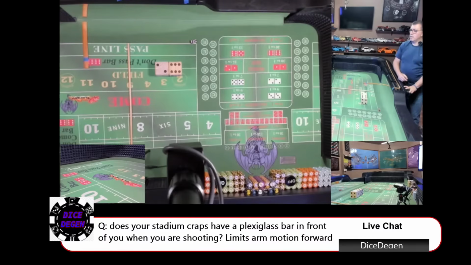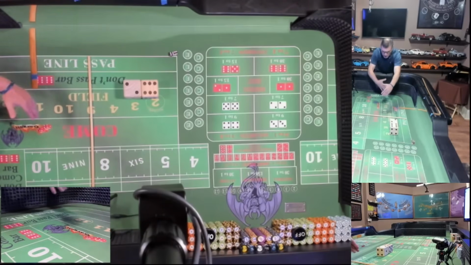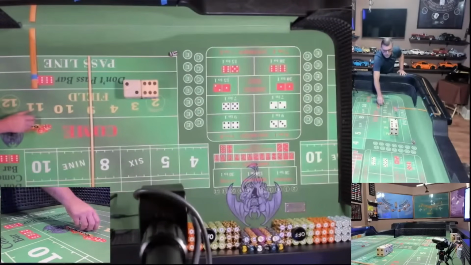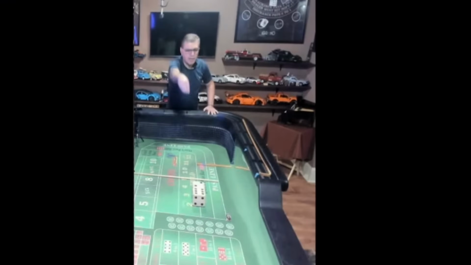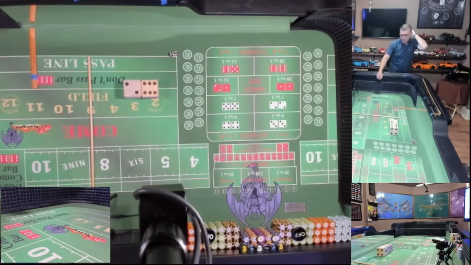Does your stadium dice craps have a plexiglass bar in the front where you're shooting that limits your arm motion? Mine does. Right, I've seen some. What he's talking about is a box. North Carolina, Murphy, had a plexiglass box that sat right here. It was about this high and this deep. And you couldn't do the flea flicker that I showed you real low. All the tosses were higher. So I would sit there and do my drop toss, and we talked about that in some of our videos on the long rolls on that table with the drop shot.